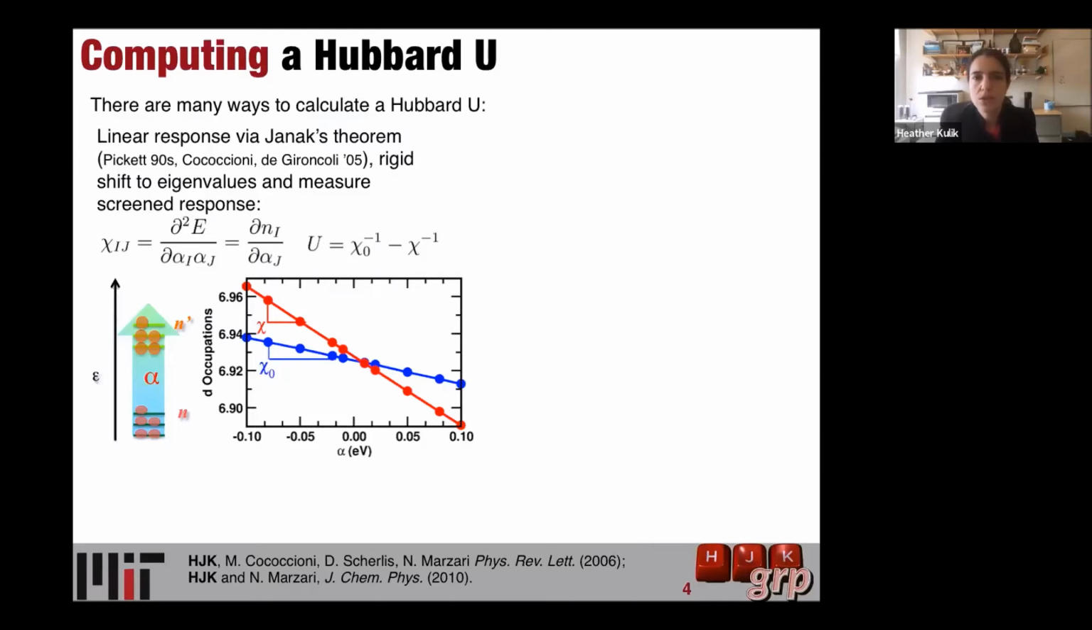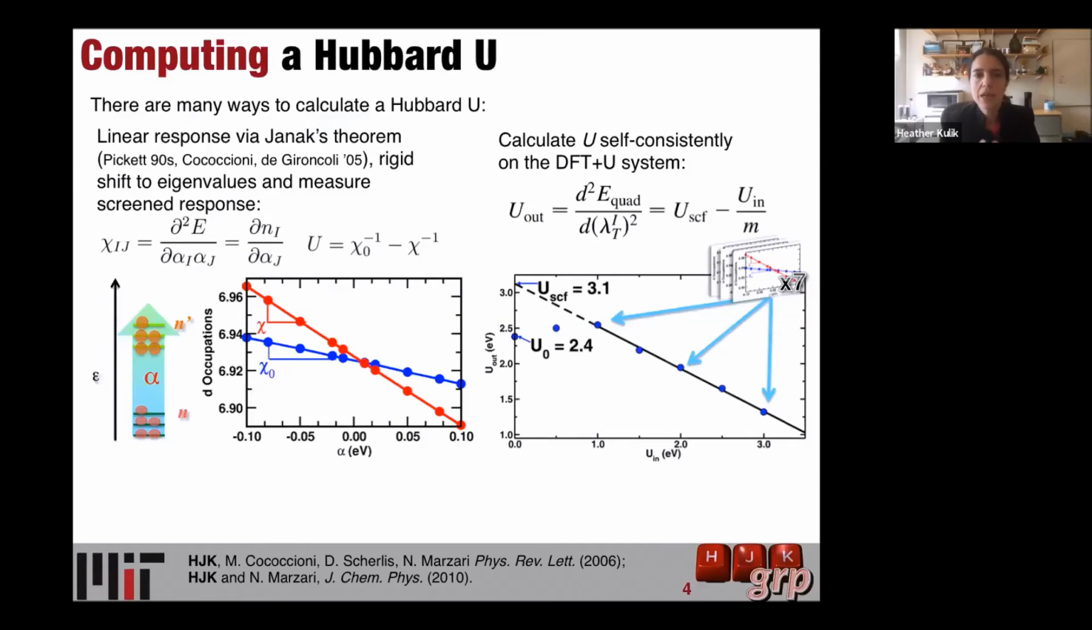Now, a natural question might be, if the ground state I'm computing the Hubbard U on isn't the ground state I'm going to be in with DFT+U, what should I do? And you can do that in what's called the self-consistent U. This is from my first paper from my PhD, which is simply to say slowly increase the Hubbard U, then recompute the linear response U, and you can show that there's a simple relationship that extrapolating back at higher U values to U_N equals 0, so that's where you've applied no U_N, can get you the self-consistent U.